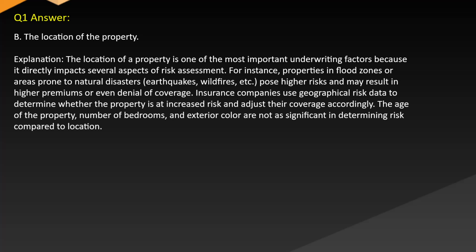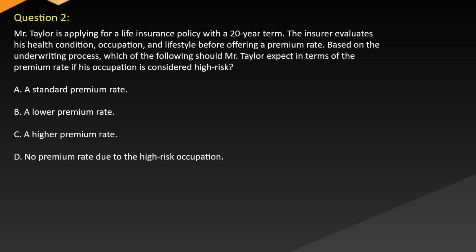Insurance companies use geographical risk data to determine whether properties at increased risk can adjust their coverage accordingly. The age of the property, number of bedrooms, and exterior color are not as significant in determining risk compared to location. Question 2. Mr. Taylor is applying for a life insurance policy with a 20-year term.